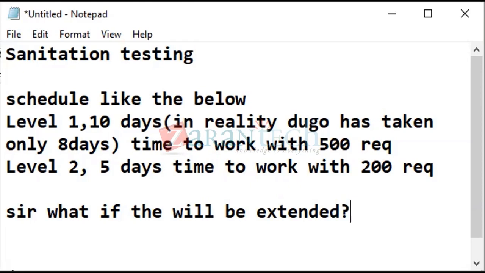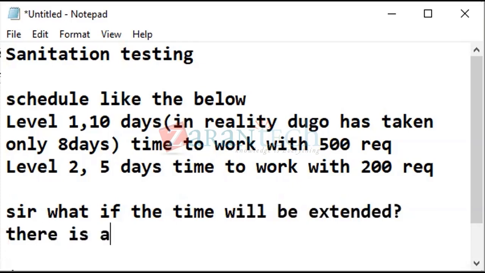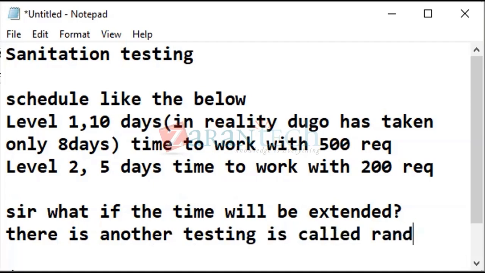Suppose I have given you 10 days, but you have worked through the 500 requirements within 8 days and 2 days are left. Without wasting your time, you concentrate on the next level features, like 200 requirements. Sir, what if the time is extended? If the time is extended, there is another testing called random testing.